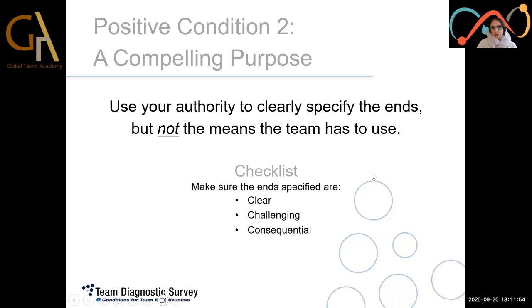So we need to have a checklist. The purpose needs to be clear, challenging, and consequential. Consequential meaning the work this team is doing determines the life of the organization and is part of the strategy. It is an important piece of work. And challenging means it uses the potential of each individual member in the team. So they need to feel like they're using their best effort to try to achieve that purpose. So this is the second condition.